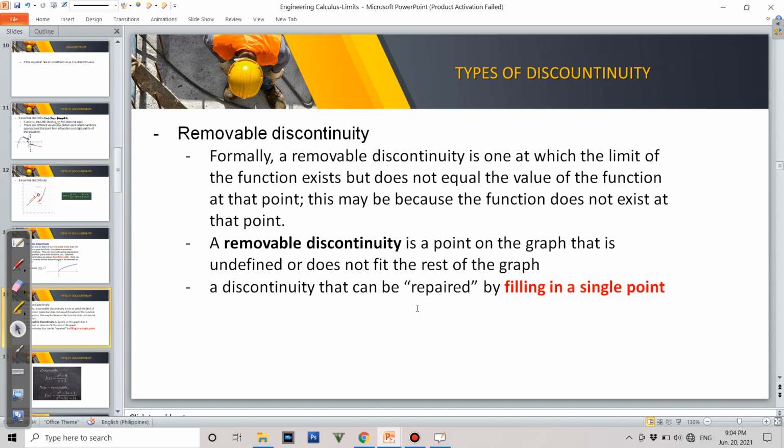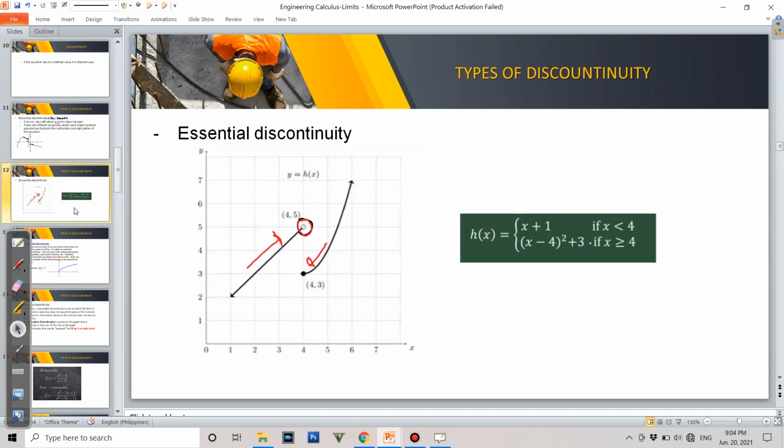So, yung discontinuity, either ano lang yan, removable or non-removable. When we say removable, it can be repaired by filling a single point. Okay, filling a single point. I'll go back to this.